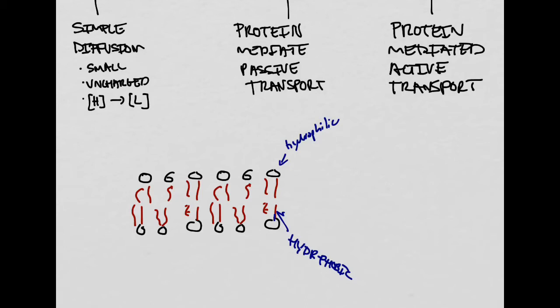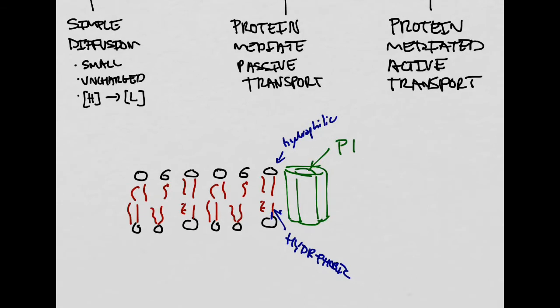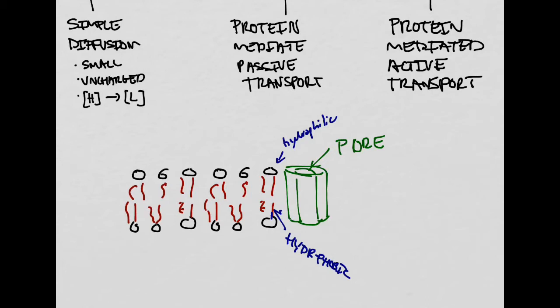So to move large and charged proteins through the membrane, we have proteins embedded within. Imagine we've got this protein and it's a pore, and they're often gated pores, so they're not open all the time. Imagine we have this protein channel embedded within our membrane.